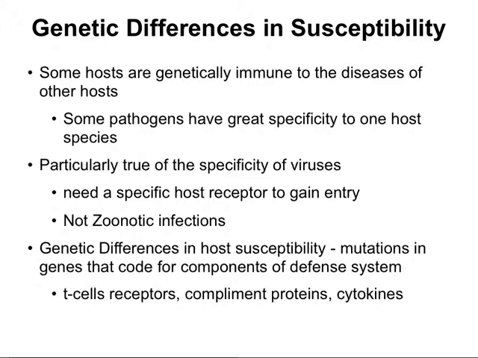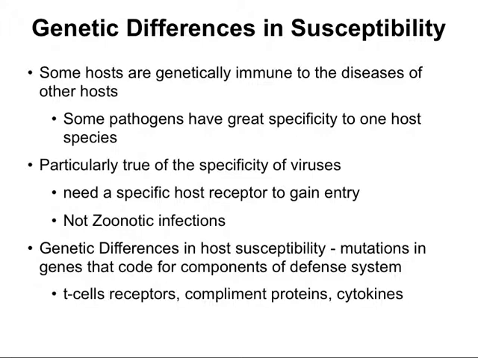This specificity is particularly true of viruses because, as we've already explored, they need a specific host receptor to gain entry to those host cells. Now, we've also explored zoonotic infections. Naturally, zoonotic infections, by their definition, are able to cross over the species barriers, so they are less specific.